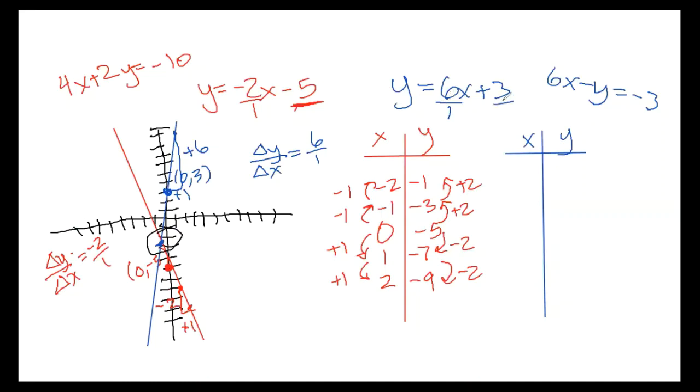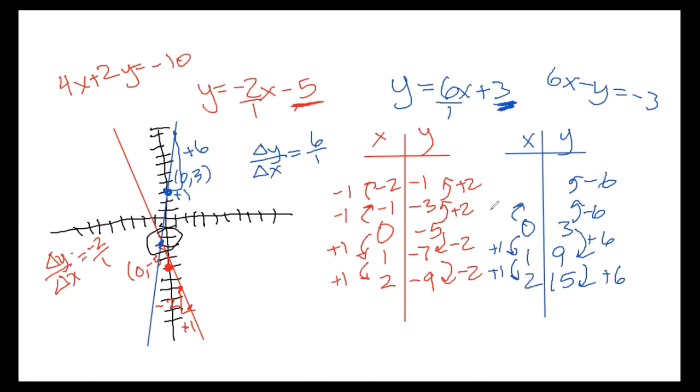So 0, 3 is my y-intercept. I need to add 6 for my change in y and add 1 for my change in x. So add 6 each time and add 1 each time: 3, 9, 15. Go backwards by subtracting 6 and subtracting 1. So this is -3, then -3 minus 6 is -9.